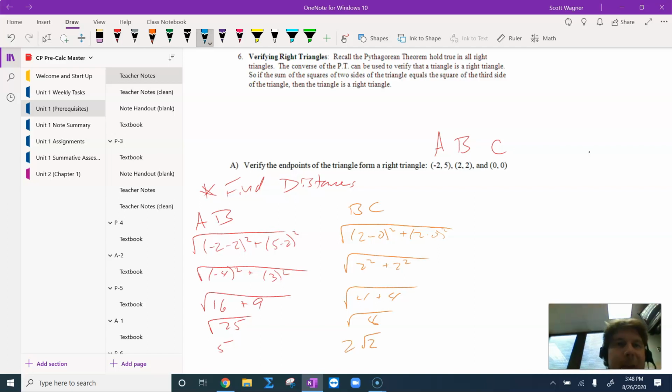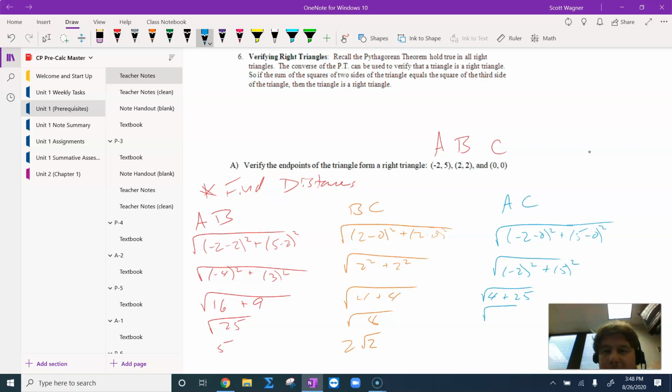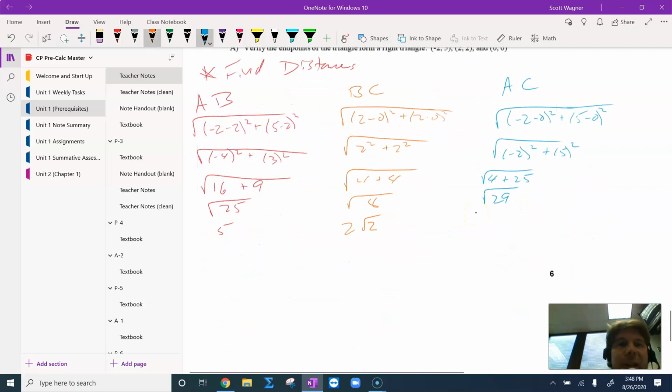And then for the last one, we've got to work with A and C, the distance between A and C. That's the square root of -2 minus 0 squared plus 5 minus 0 squared. So that's the square root of -2 squared plus 5 squared, which is 4 plus 25. That's going to be 29, the square root of 29, and that doesn't simplify at all. So I'm just going to leave that alone. Then from here we want to see, does the Pythagorean theorem hold true?